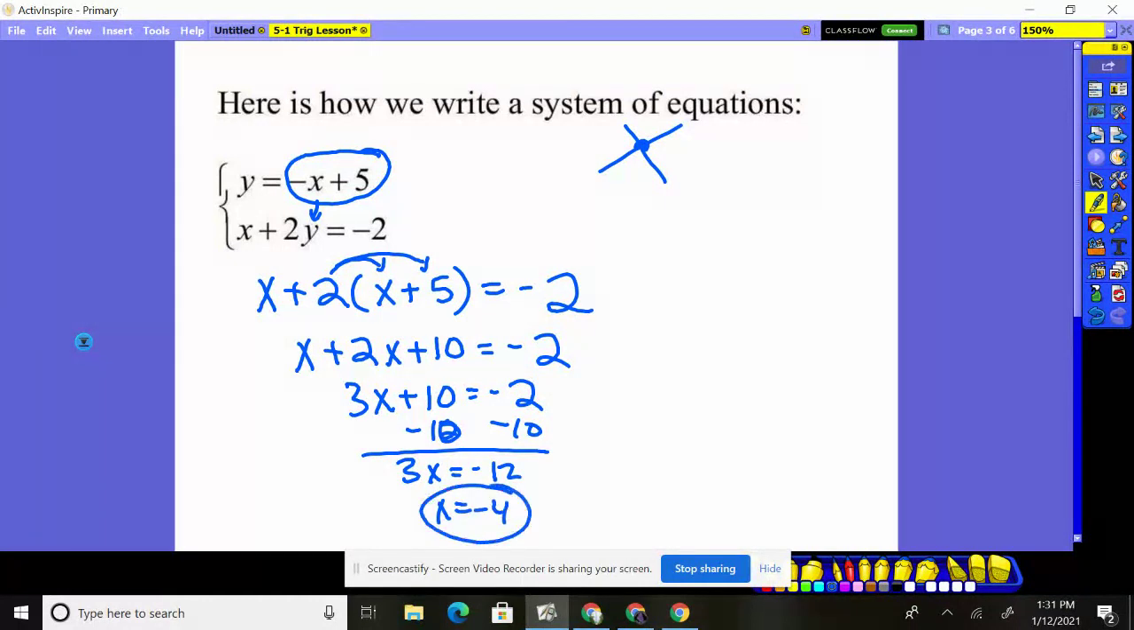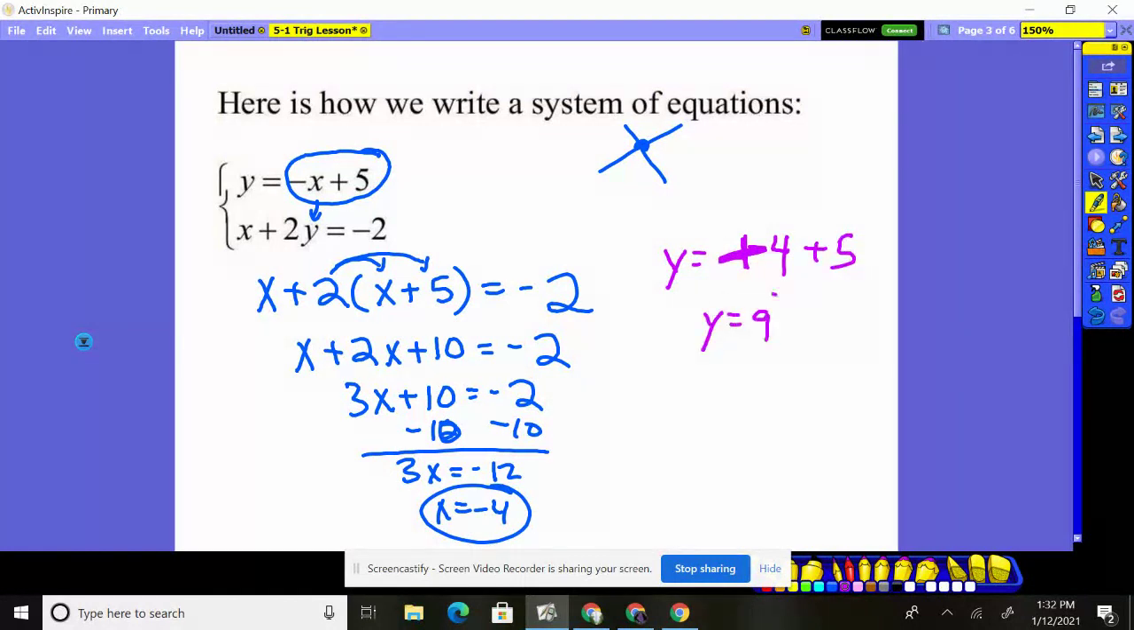X is negative 4. Now you can't stop there because you got to remember, you got to figure out y's value too. We're looking for a point of intersection. So all I got to do is plug x negative 4 into either one of the two equations. I'm just going to go back to the y equals equation. Y is equal to the opposite of x. So what's the opposite of negative 4? So the opposite of negative 4 plus 5. With the opposite of negative 4, that's a plus 4.